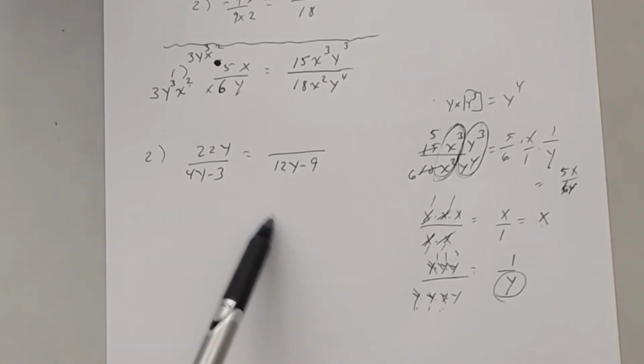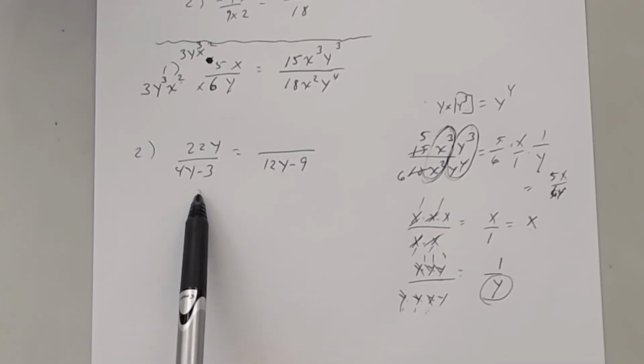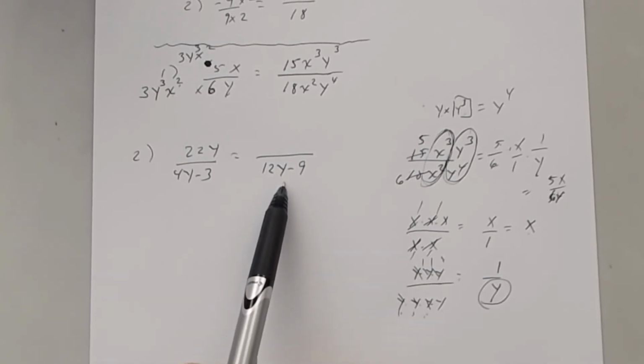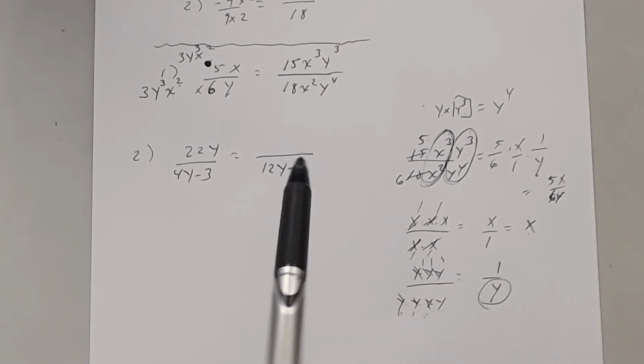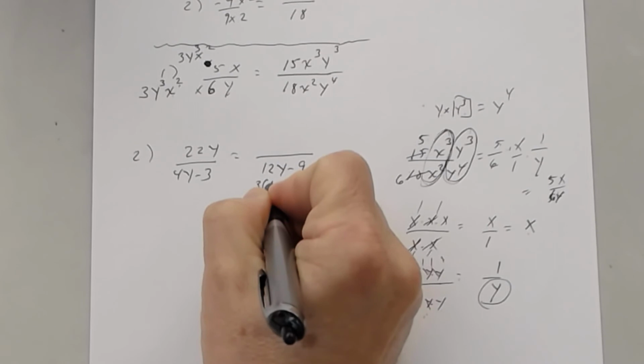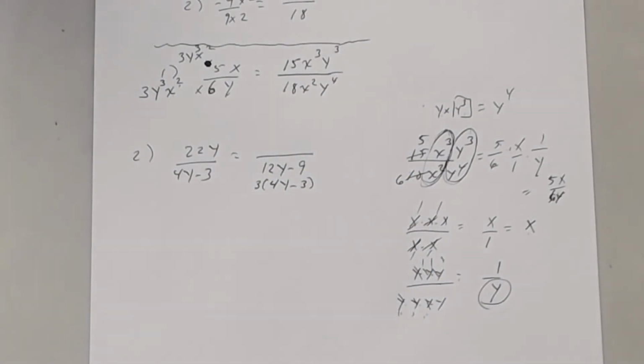All right, you factored. So if you look at 4y minus 3, can I factor 4y minus 3? No, see, that's a binomial, and so the GCF is what? 1. Can I factor 12y minus 9? Yes. How do I factor that? 3 times 4y minus 3, right? Okay?